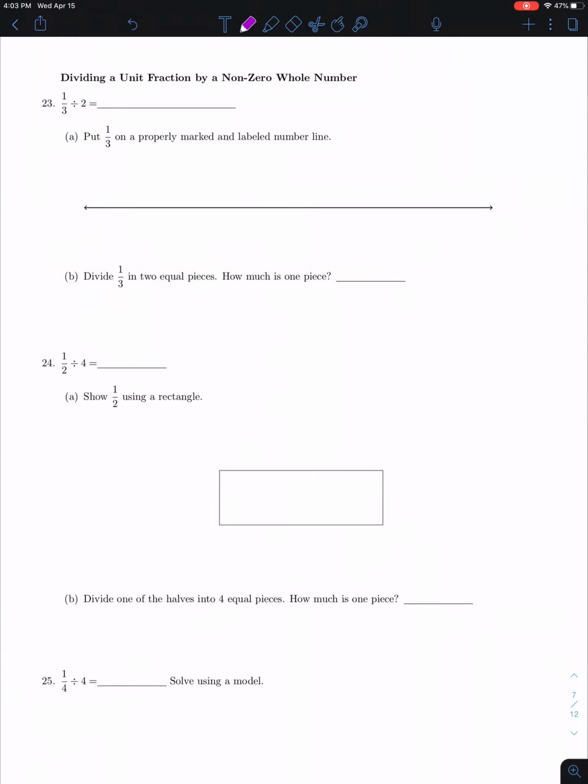All right, so looking at number 23, again we're using a number line in this case. We're dividing a unit fraction, 1/3, by a non-zero whole number, namely 2. The first thing it tells us to do is put 1/3 on a properly marked and labeled number line. The only thing we're drawing is 1/3, so I'm going to give myself a lot of room here just because I can. I'm going to put 0 out here, 1 out here. 1/3 would take this interval between 0 and 1 and break it up into 3 chunks, so I would need 2 lines. That means 1/3 would be there.